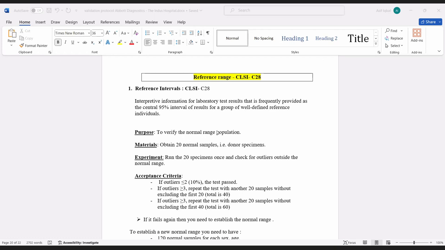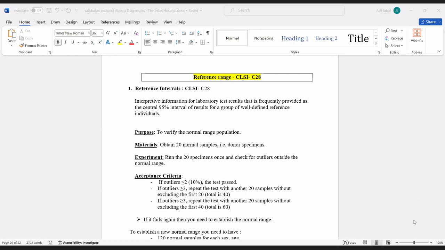You were talking about the reference range or the normal range of the population, because as of today the estradiol values in the pediatric range are different. So you have to obtain 20 normal donor specimens, run these 20 specimens, and check for outliers outside the normal range. That is the acceptance criteria. If it fails, then you need to establish the normal range. So how do you establish the normal range? These are the criteria.